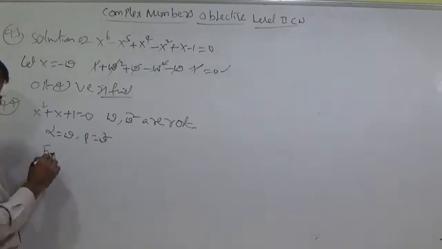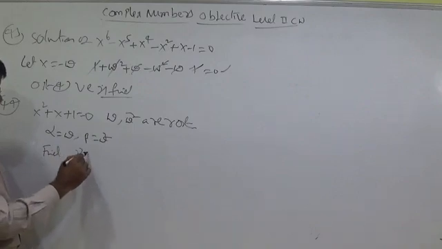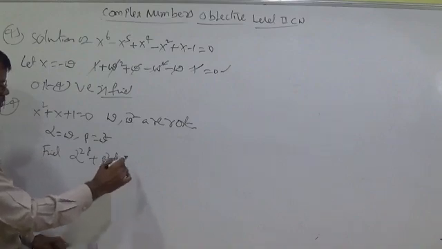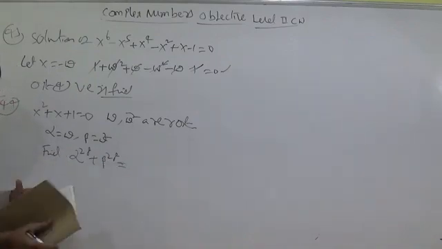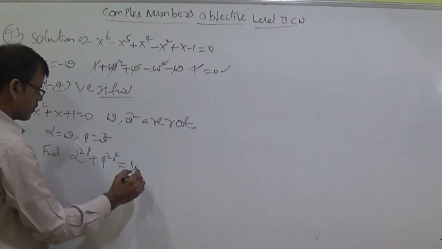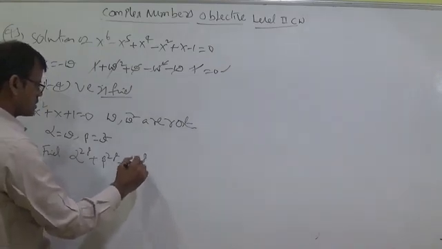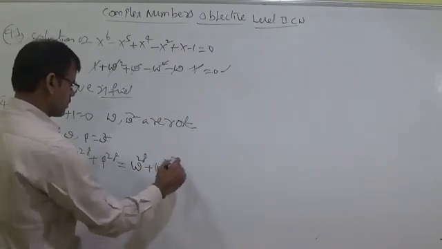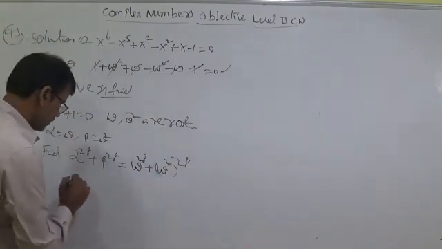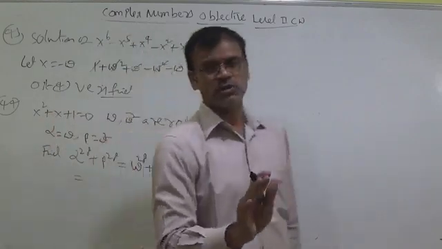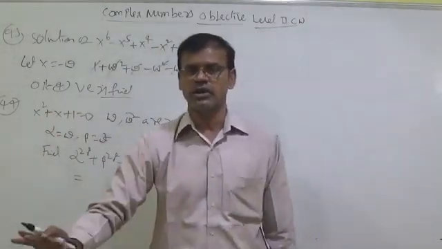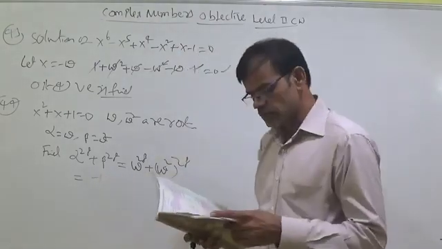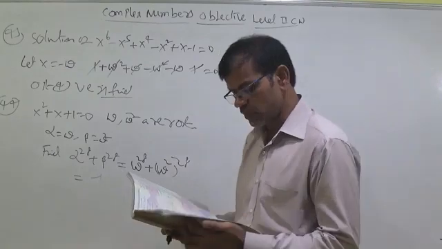Find alpha power 28 plus beta power 28. Alpha power 28 can be written as omega power 28 and omega square whole power 28. I said that whenever the omega power is not a multiple of 3, you can directly write omega plus omega square, and the value is minus 1. Whenever it is a multiple of 3, then you can write 1 plus 1.